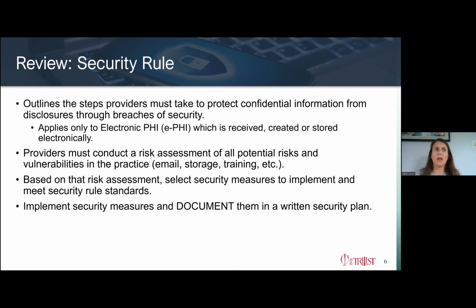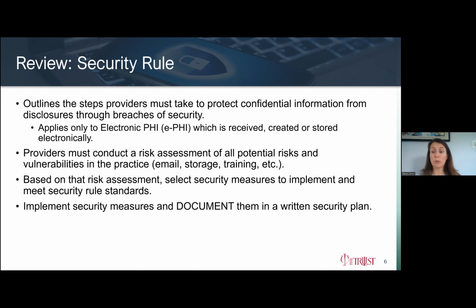The security rule covers the information that is kept in electronic form, while the privacy rule covers protected health information in all forms. So that's why I'm saying that the security rule, when they're talking about that, it's the electronic PHI, which is received, created, or stored electronically. So a major goal of that security rule is to protect the privacy of individuals' health information while allowing covered entities to adopt new technologies to improve the quality and efficiency of patient care.